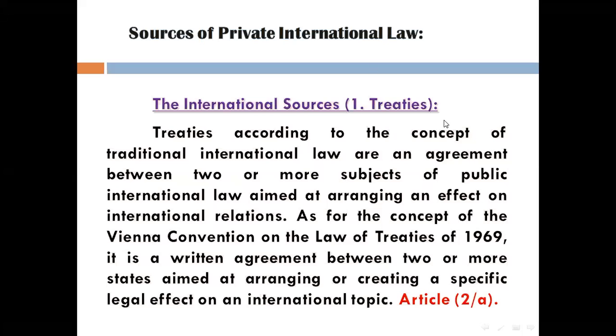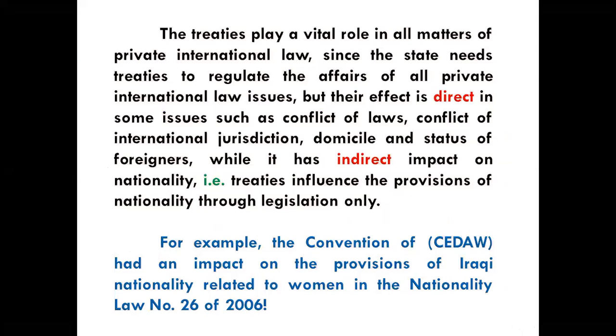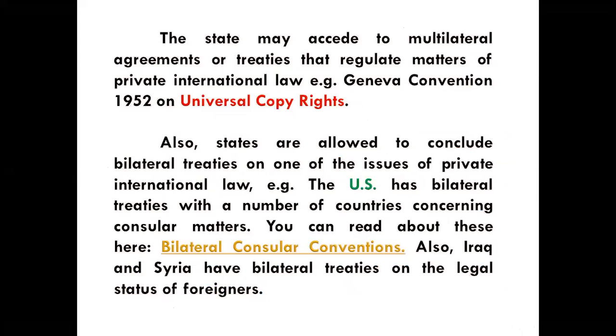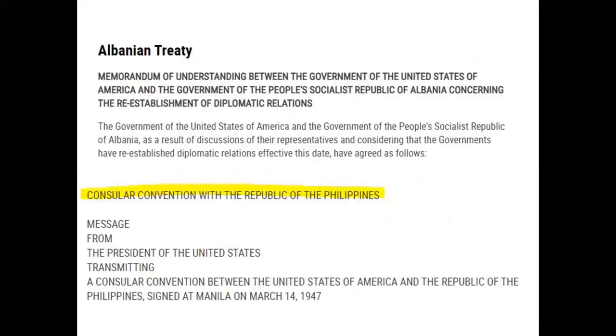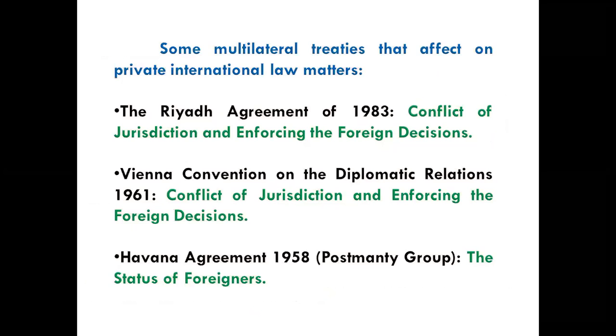Okay, as shown here, I started with the treaties and I told you what is the direct effect and the indirect effect of these treaties. And I gave you examples for the multilateral treaties which affect private international law subject matters, and the bilateral treaties like these shown here, the treaties between the US and Albania, also this treaty between the Philippines and the United States regarding consular relations, and also the multilateral treaties here which affect private international law matters. And I gave you many examples, inter alia the Riyadh Agreement, the Vienna Convention on Diplomatic Relations 1961, and the Havana Agreement or the Bustamante Code.